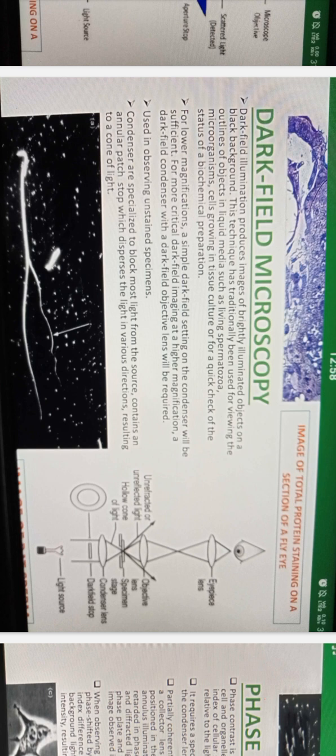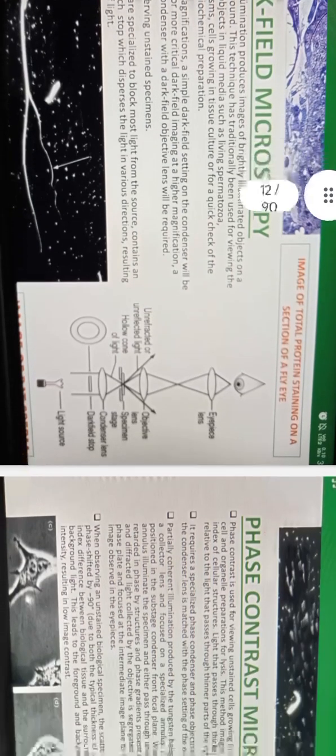For more critical dark field imaging at a higher magnification, a dark field condenser with a dark field objective lens will be required, used in observing unstained specimens. The condenser is specialized to block most light from the source, and contains an annular patch stop which disperses the light in various directions, resulting in a cone of light.